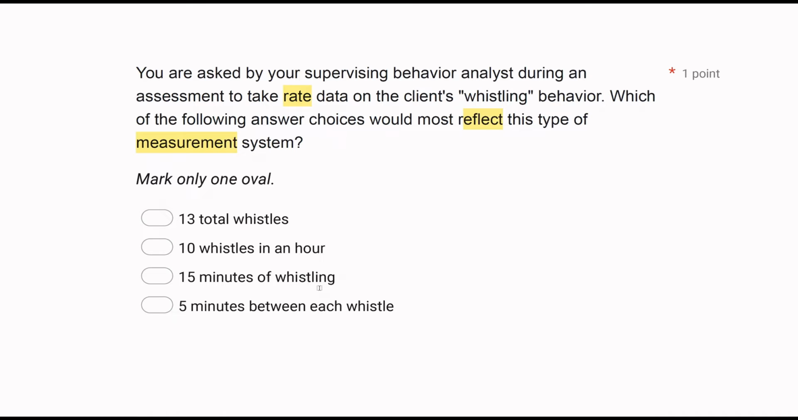What about 15 minutes of whistling? That would be duration. How long did the behavior last? How long did the response last? That would give us our duration, not our rate. And then 5 minutes between each whistle. What do we call it when we measure the time in between responses? We call that inter-response time. So the rate data, again, we need frequency, which is 10 whistles, and our time, in an hour. In other words, our rate of whistling is 10 whistles in an hour, or 10 whistles per hour.